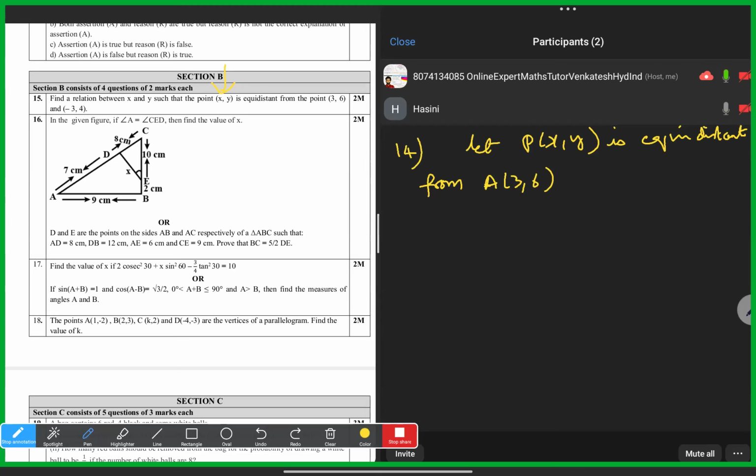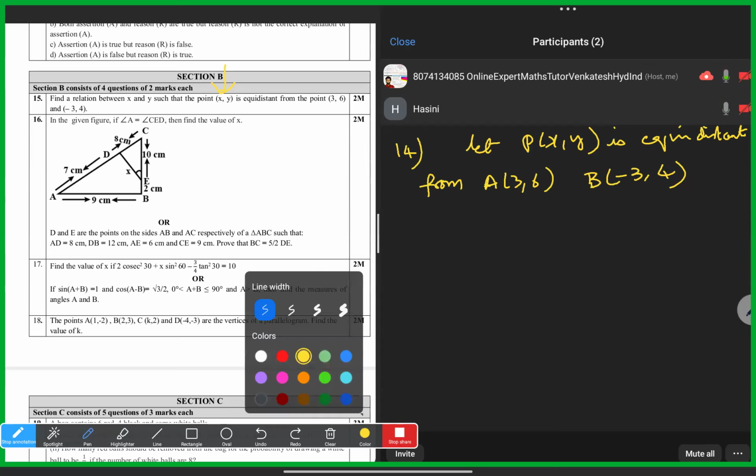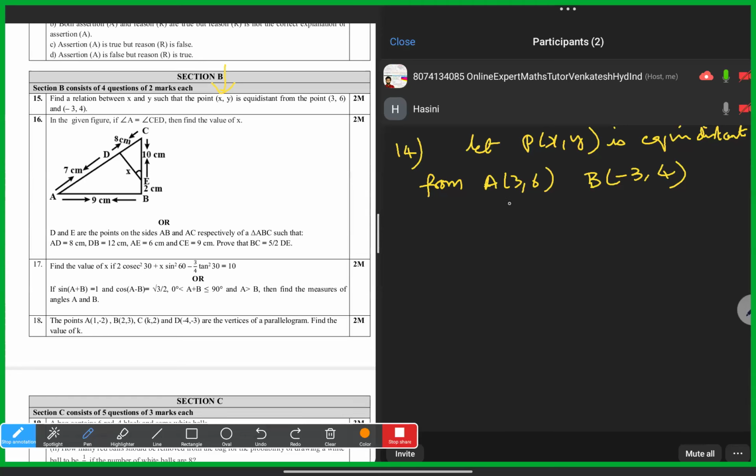Let us name 3, 6 as A and -3, 4 as B. Any doubt, Hasni? No, sir. Okay, so now PA is equal to PB. This is given. PA is equal to PB means what, Hasni? The distance of P from A is the same as the distance of P from B. Okay? Any doubt?